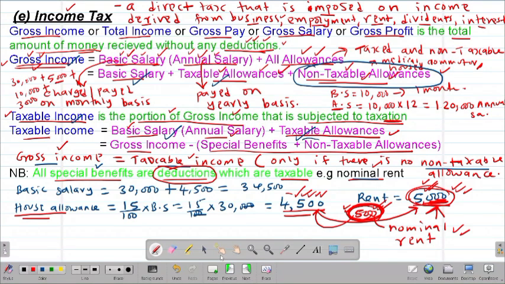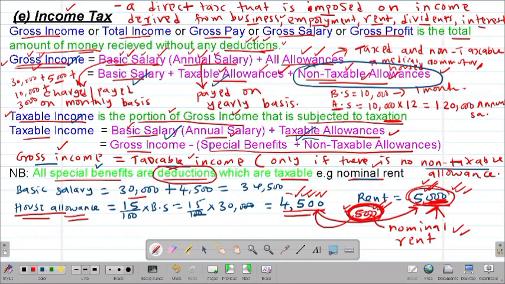So a nominal rent only arises if the employee is living in a house whose rent is higher than what the government is providing as the house allowance. Remember, this could be calculated for any amount. Let's say for the person who is earning 60,000, 70,000, 100,000, and so on and so forth.